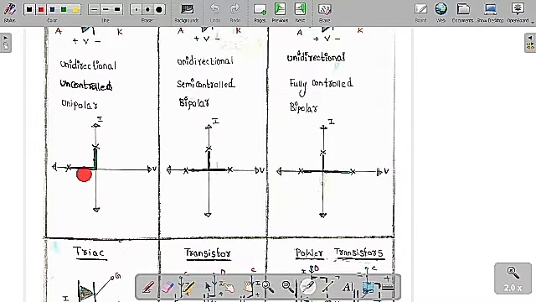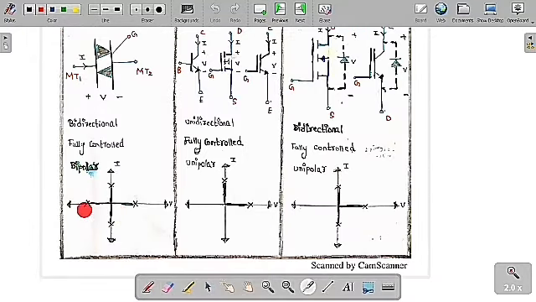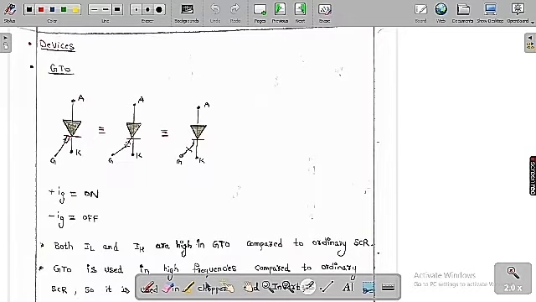So we can say that diode is a unipolar, unidirectional and uncontrolled switch, whereas SCR is a bipolar, unidirectional and semi-controlled switch, whereas GTO is a bipolar, unidirectional, fully controlled switch, whereas triac is a bipolar, bidirectional, fully controlled switch, whereas transistor is a unipolar, unidirectional, fully controlled switch, whereas power transistors are unipolar, bidirectional, fully controlled switches.